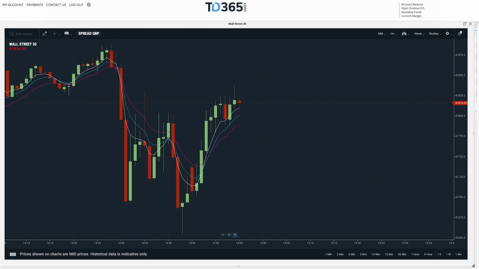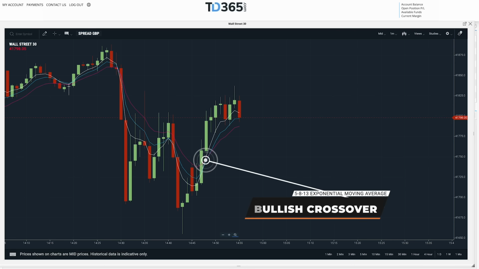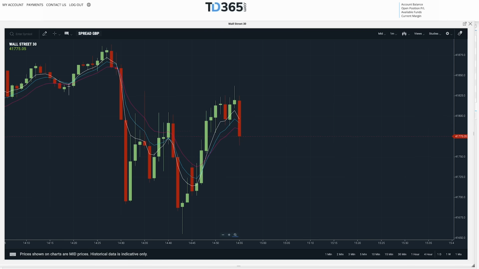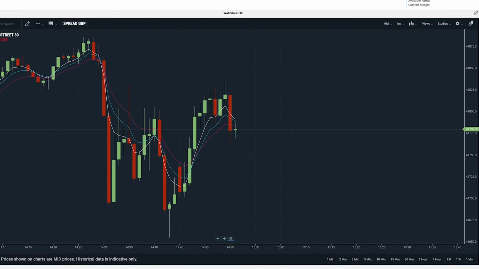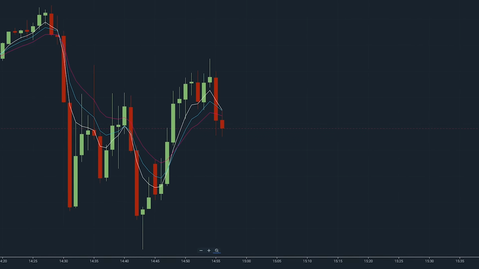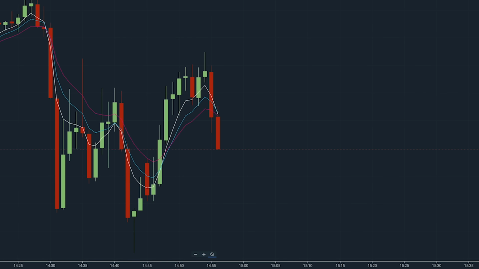25 minutes after the market opened, the 5, 8, 13 EMA is in action here, and you can see that we've had a crossover at this point, where the white 5-day EMA has crossed over both the 8 and 13 EMA lines, and that would have made for a good entry down there. Now we can see that the price is starting to fall, but I'm going to wait for confirmation and see if the white 5-day EMA line crosses underneath the other two lines. And there it crosses over.